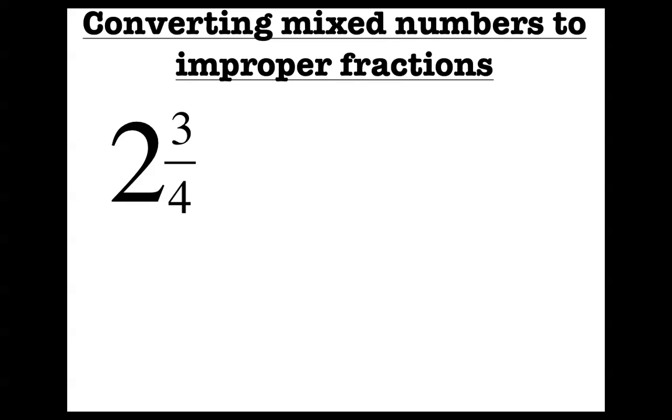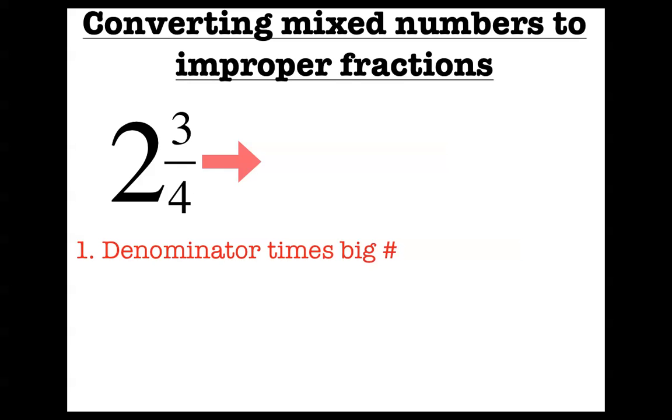I'm going to give you some steps to do this. The first step would be you have to take the denominator times the big number. In this case, it's 8 because the denominator is 4, the big number is 2. You multiply them together and you get 8.